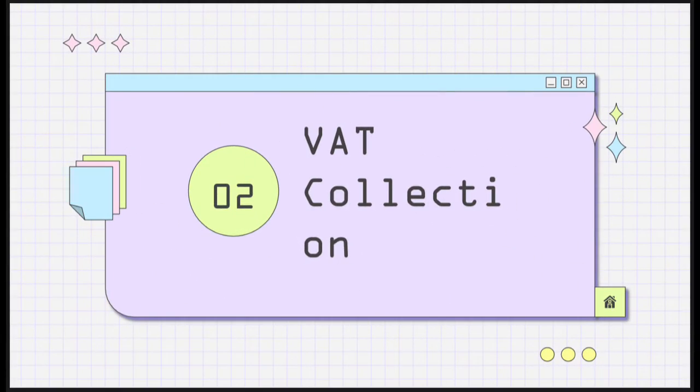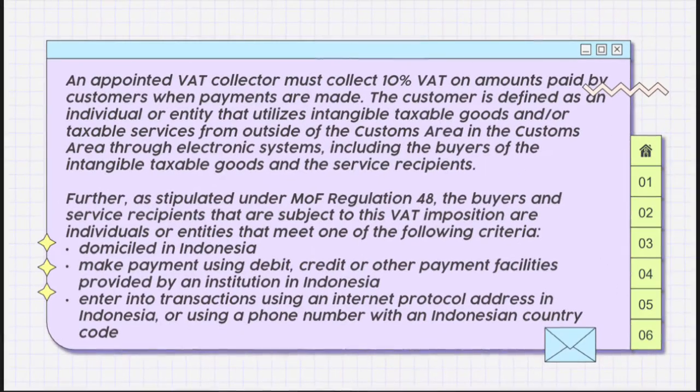The second one is about VAT collection. An appointed VAT collector must collect 10% VAT on amounts paid by customers when payments are made. The customer is defined as an individual or entity that utilizes intangible taxable goods and/or taxable services from outside of the customs area, in the customs area through electronic systems, including the buyers of the intangible taxable goods and the service recipients.